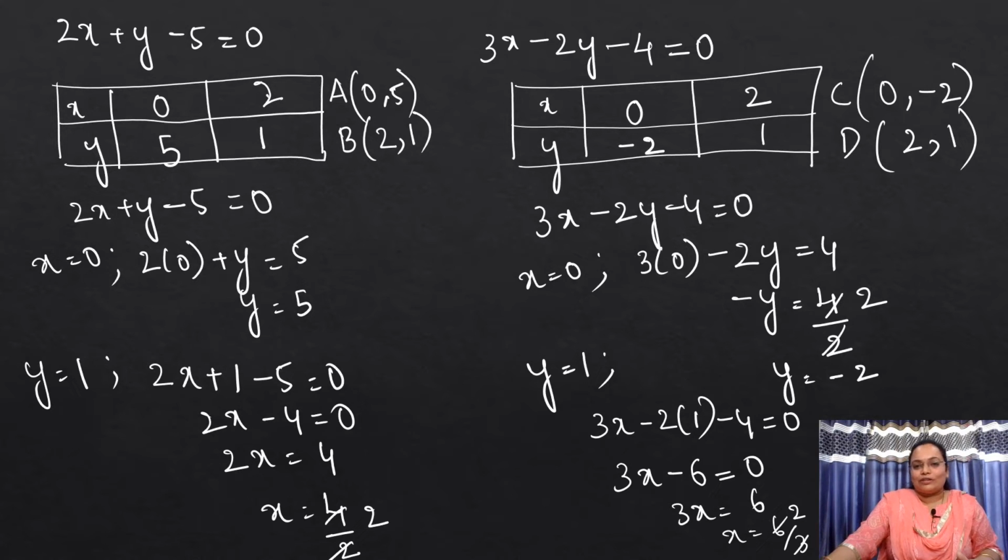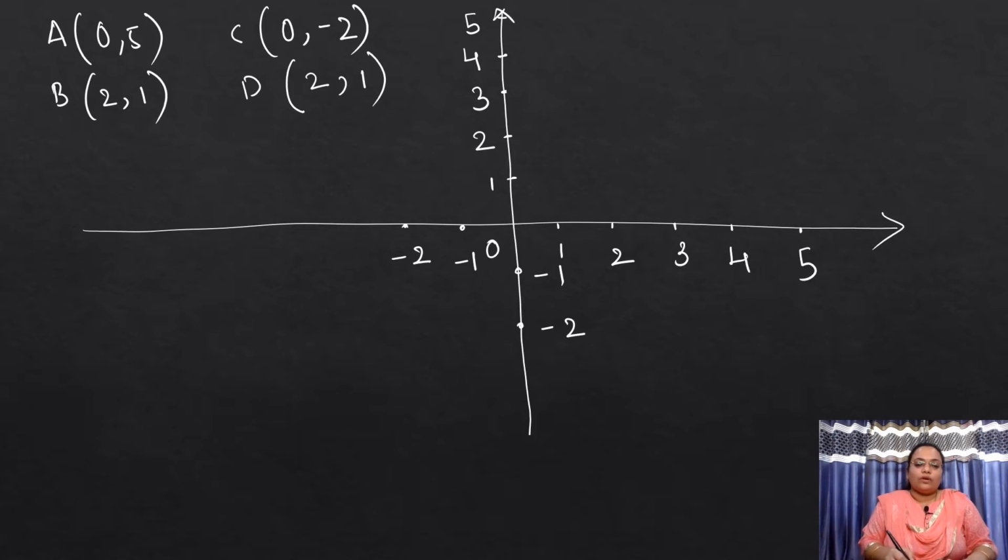Now, let us plot a graph. So, what is the first point? That is 0 and 5. So, 0 on the x-axis, 5 on the y-axis, which is here.